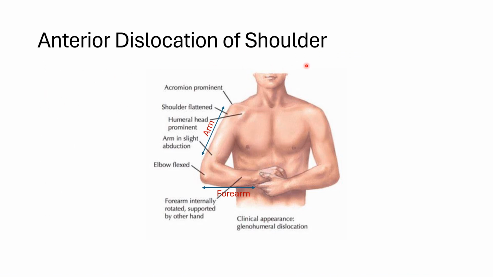Anterior dislocation of shoulder, prominent acromion, arm is slightly externally rotated and abducted, forearm is internally rotated, elbow is flexed.